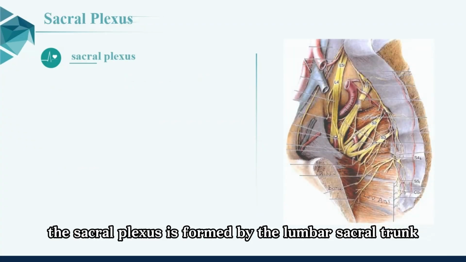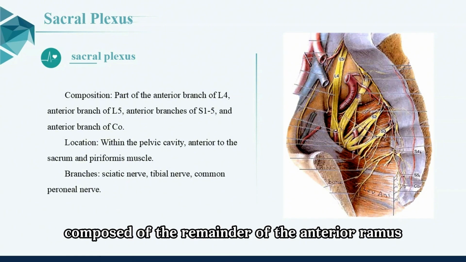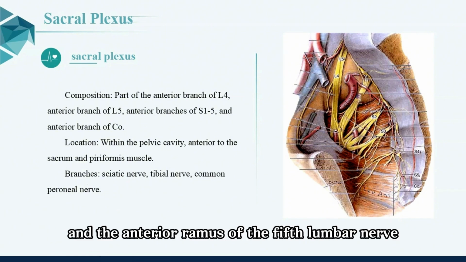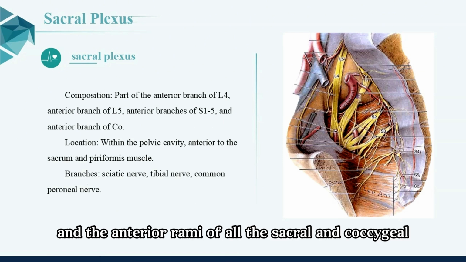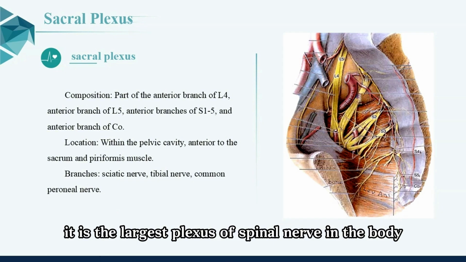The sacral plexus is formed by the lumbosacral trunk, composed of the remainder of the anterior ramus of the fourth lumbar nerve and the anterior ramus of the fifth lumbar nerve, and the anterior rami of all the sacral and coccygeal nerves. It is the largest plexus of spinal nerves in the body.